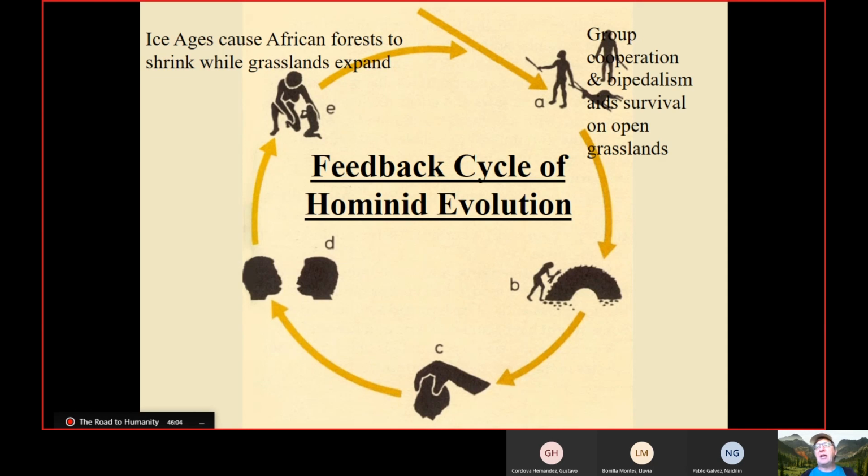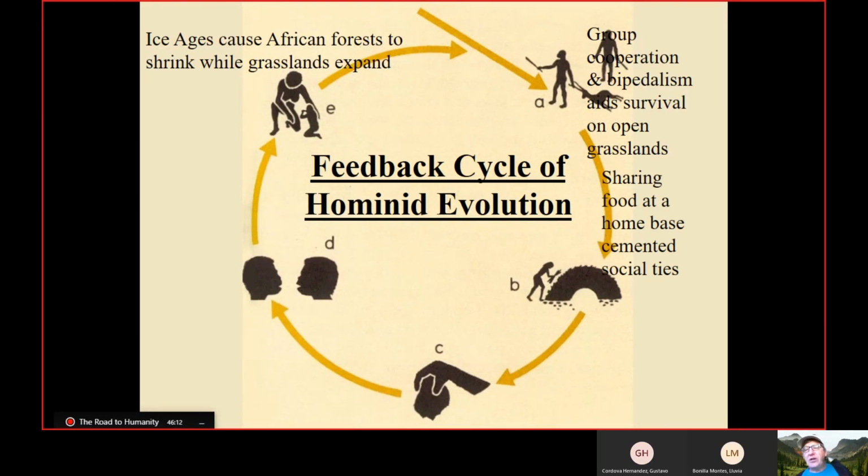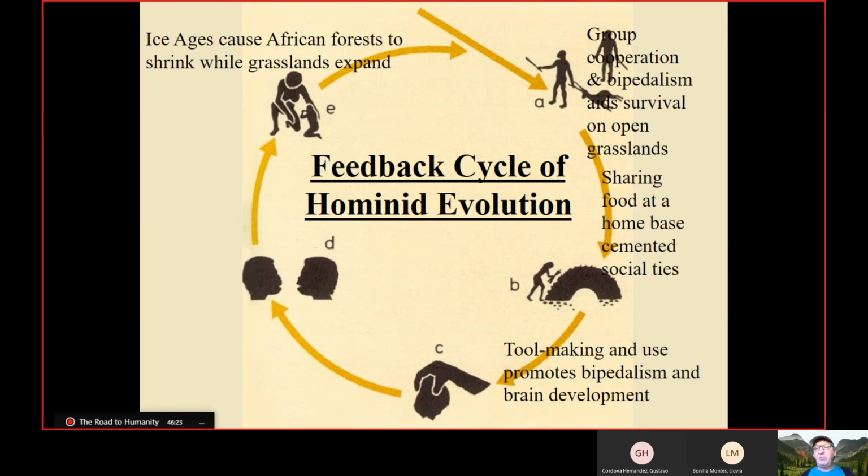Group cooperation and bipedalism, standing up, would aid their survival on these open grasslands. They probably shared food at a home base, and that would increase their social ties with one another. We're a very social species. And then we would start making tools and using tools.